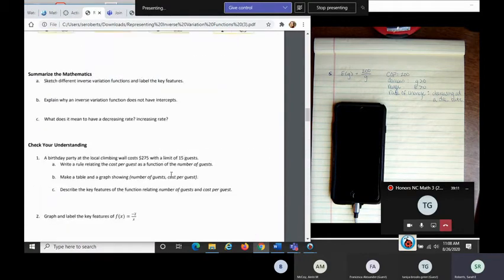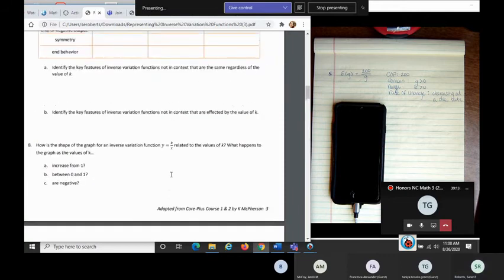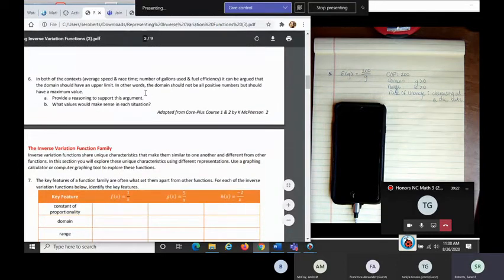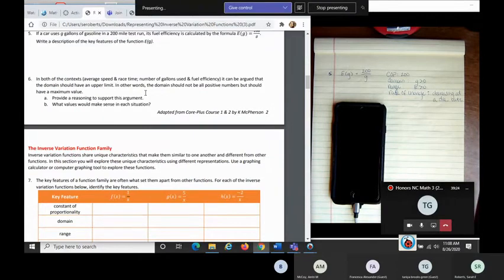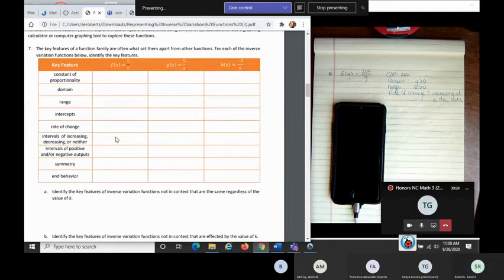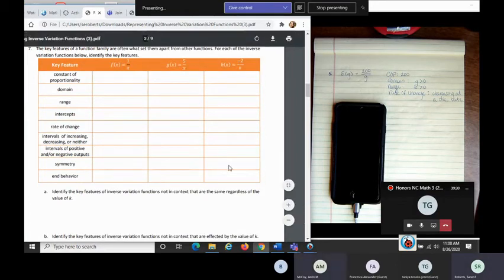Let's briefly look at 6 through the rest of it. So it says in both contexts, continuing number 5 right here. And then it has some more key features it wants you to look at.